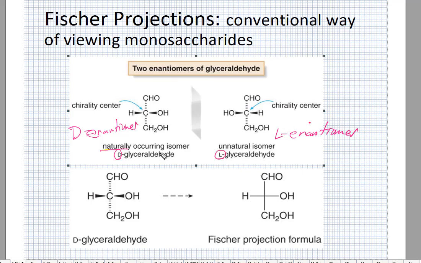By the way, I said D carbohydrates are naturally occurring. L carbohydrates are not only unnatural, what we mean by that is they don't exist in nature, you have to make them in the laboratory. They are not metabolized by us. We cannot use L carbohydrates, only D.